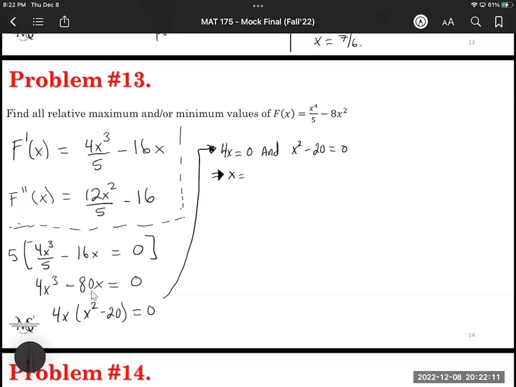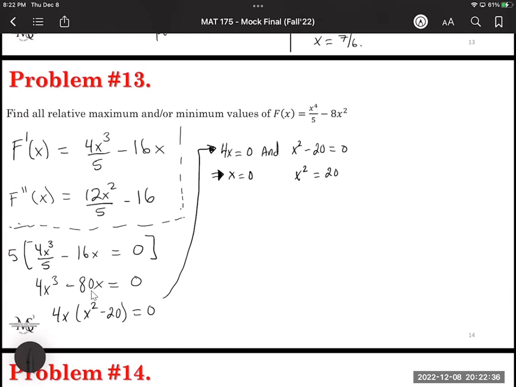Yeah, that's going to be 0. X has to be equal to 0. On the other hand, with the equation of x squared minus 20 is equal to 0, I can add 20 on both sides. I can say that this is x squared is equal to 20. And then how can I get rid of the square from x squared? Square root both sides, right?